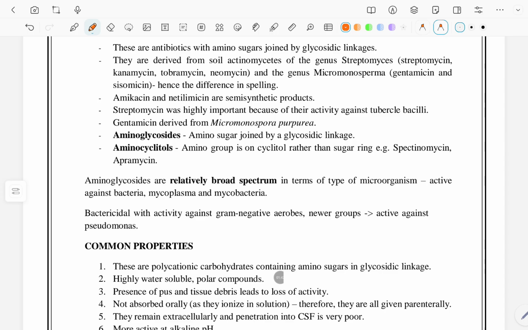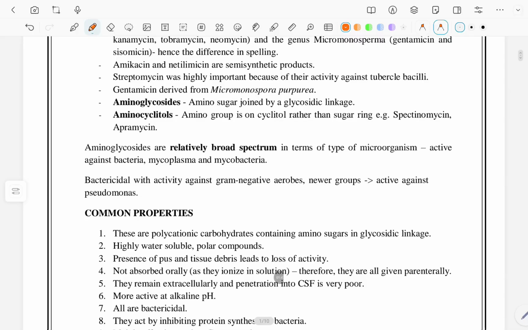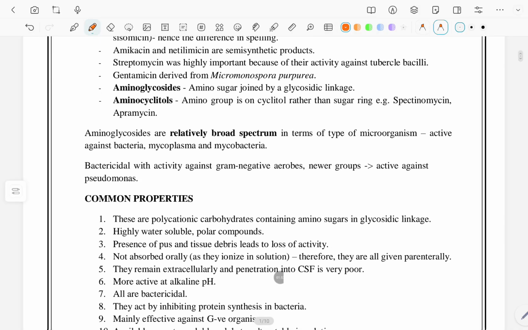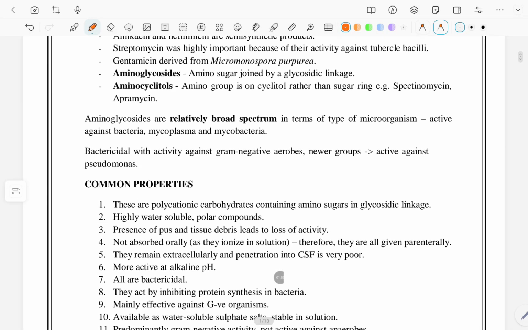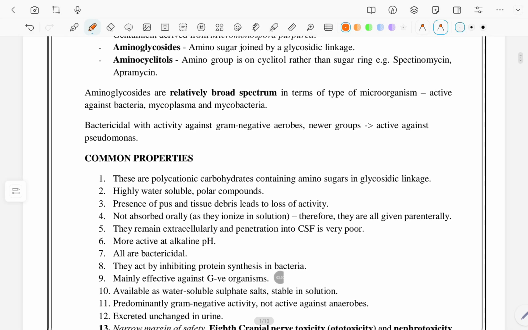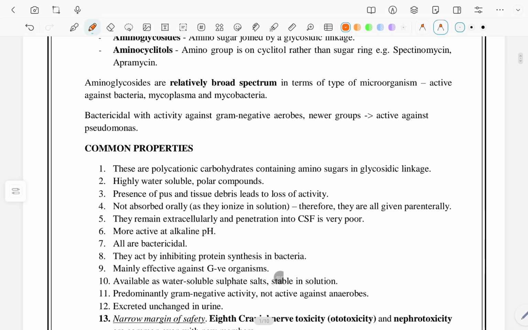Spectinomycin, apramycin. Aminoglycosides are relatively broad spectrum in terms of the type of microorganism they are active against: bacteria, mycoplasma, and mycobacteria. Bactericidal with activity against gram-negative aerobes, and the newer group is also active against Pseudomonas.